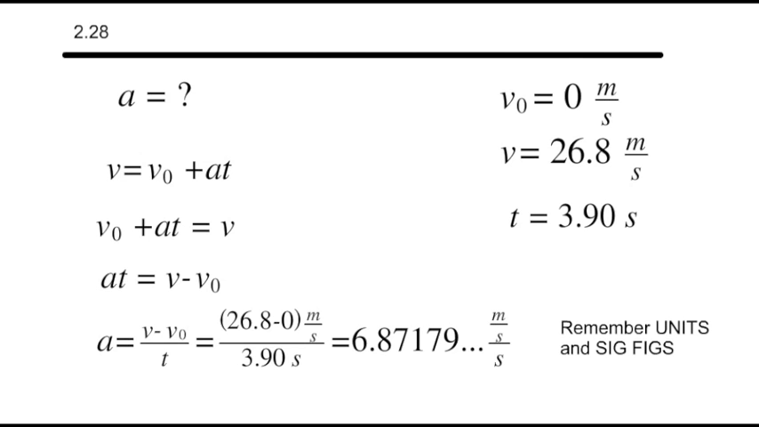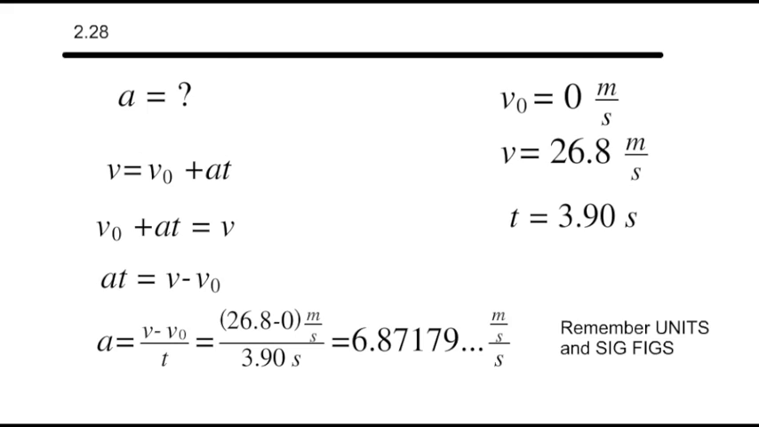When I take those knowns and plug them into my equation, I'm going to get a number that's 26.8 minus 0 divided by 3.90 meters per second, or simply 6.87179, with a lot of numbers that my calculator gives me, meters per second.